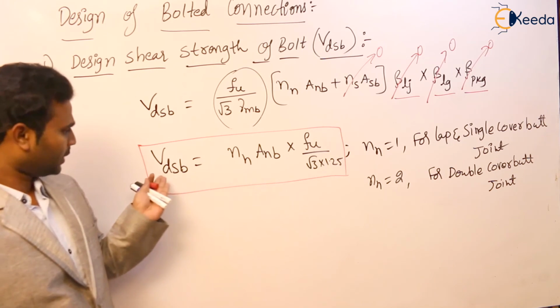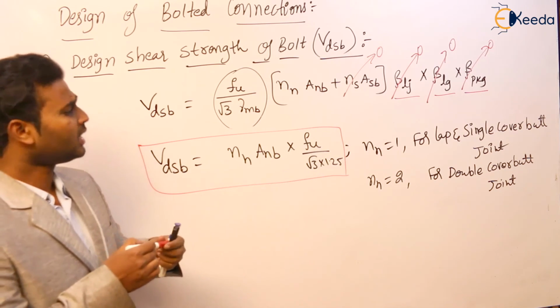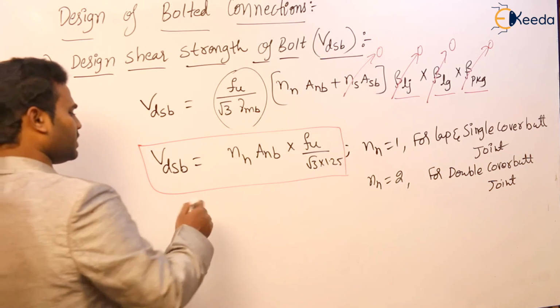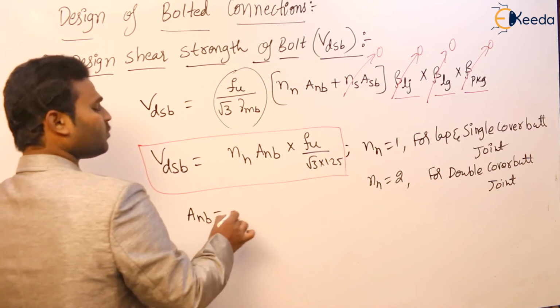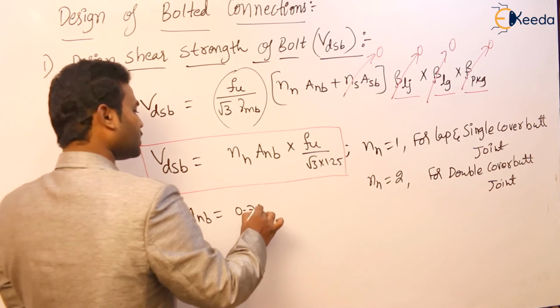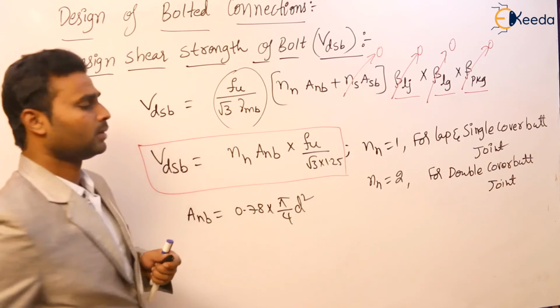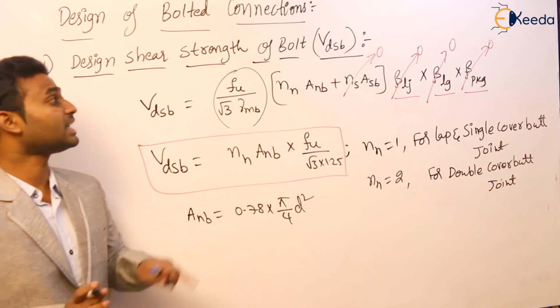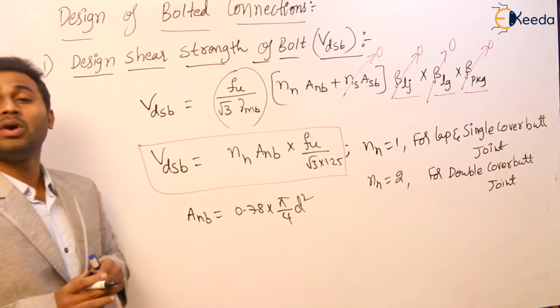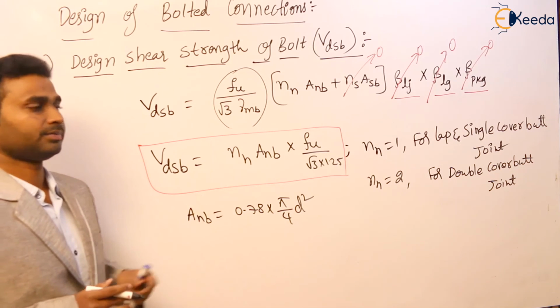So simply area into strength, and again A and B. How much is A and B? Net tensile area of bolt in threaded portion, which is 0.78 into pi by 4 d square. Agree or not? So this is the design tensile strength of bolt in shear. Clear? So take it down.